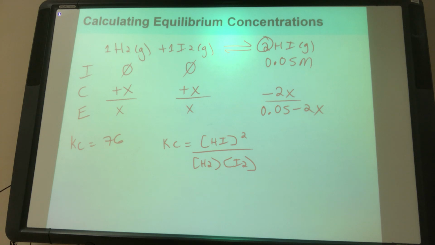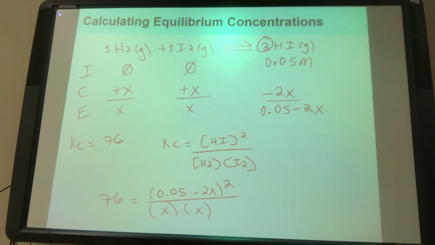Now, here, instead of using an equilibrium to solve for x, we're going to use the Kc to solve for x. Okay? So we're going to plug in the Kc, and we're going to plug in each one of these concentrations. So it's going to be 76 is equal to HI, 0.05 minus 2x, squared. You plug that into the concentration, x times x. We're just taking whatever we found in the equilibriums and plugging it in. And we already know Kc because they gave that to us in the problem.